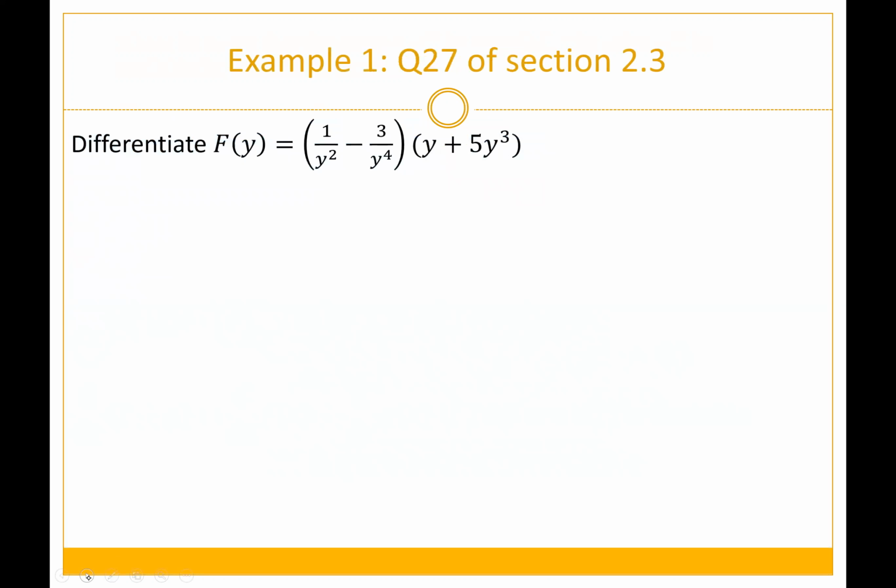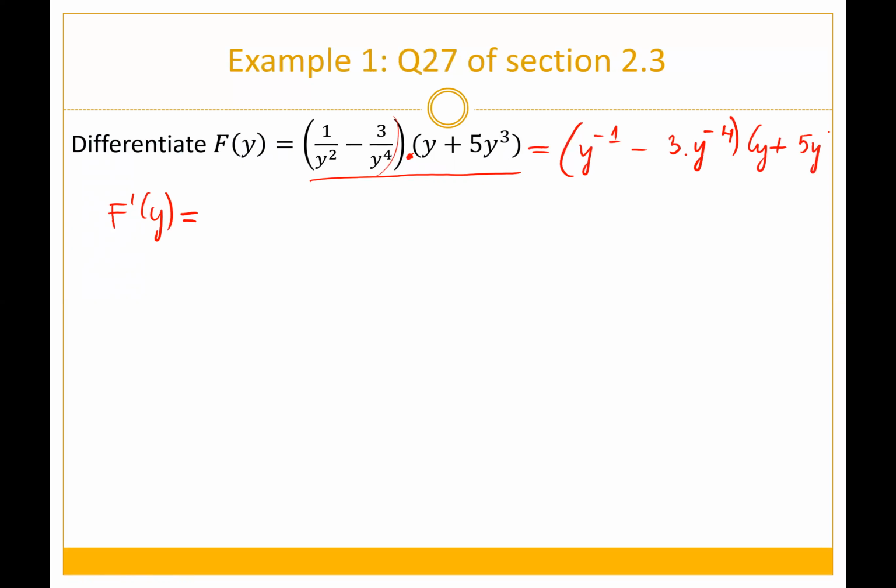The first example is question 27 of section 2.3 in the book. It's basically asking us to find the derivative of f(y), with f(y) defined here. The first thing we see is that this is a product of two polynomials, so I'm going to use the product rule. Before that, I'm going to rewrite this term in the form of y to the negative 1 minus 3 times y to the negative 4, multiplied by y plus 5y cubed.